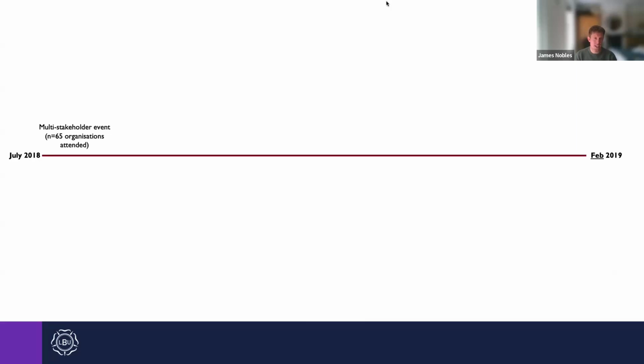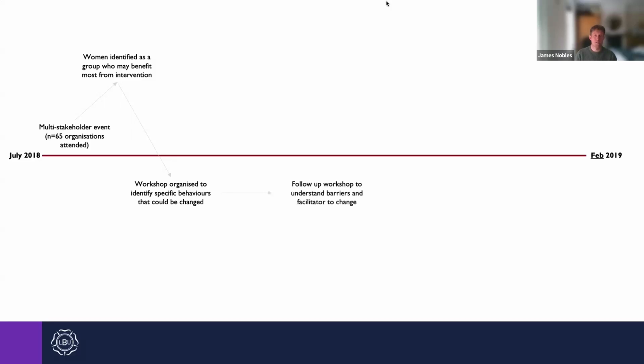One of the things identified on the back of this multi-stakeholder event was that women in particular in the local community may benefit most from some more targeted intervention. As a result, a couple of workshops were delivered in conjunction with University College London, where they explored some of the barriers and facilitators to changing the environments around people so that they could be more promotive of physical activity.